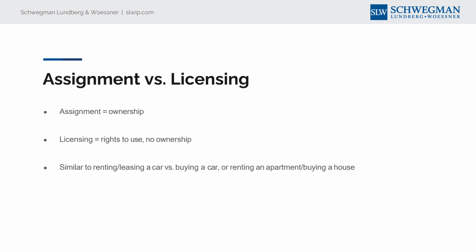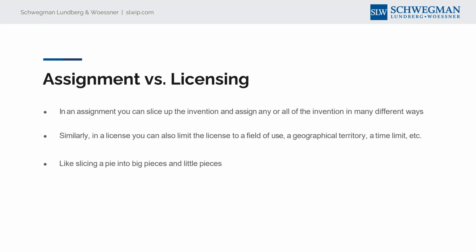Licensing can come in all sorts of different forms. In a license, you can limit it to a field of use. You can limit it to a geographical territory. You can set the term of license for a specific amount of time. You can make the license exclusive to one entity or a group of entities, or you can make it non-exclusive, meaning that you reserve the right to license it to as many people as you please.